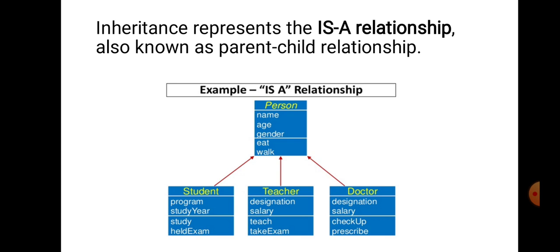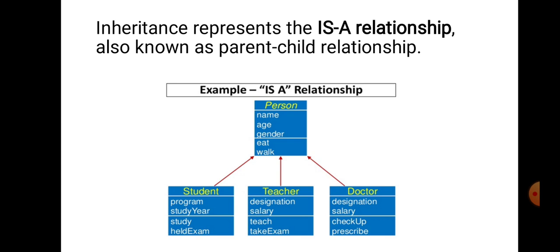The student class also has features like name, age, gender, eat and walk. Even the student class has its new features like program, study year, study and take exam. So instead of writing these functionalities again in a new class, we will create a class and inherit the features like name, age and gender from an existing class into the new class. Now the student will automatically have the features like name, age, gender in his class.